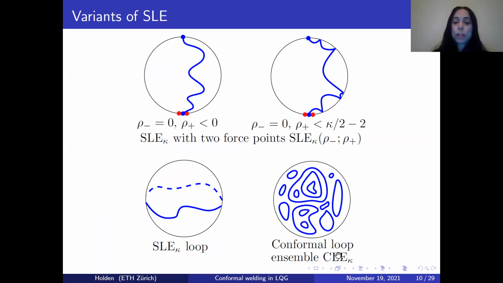Finally, you have the conformal loop ensemble, or CLE. This is a countable collection of random loops in the unit disk. CLE kappa was introduced about 15 years ago by Scott Sheffield, and it has later been studied in a large number of works.